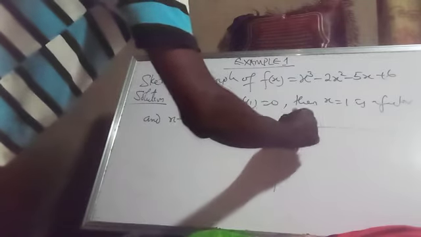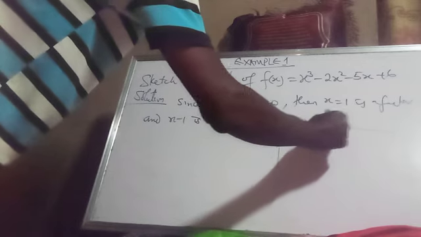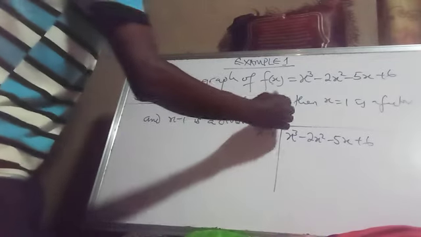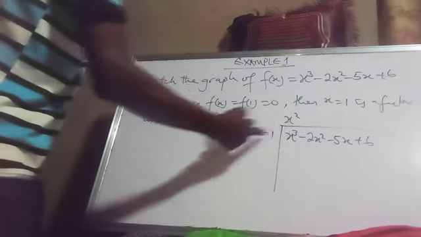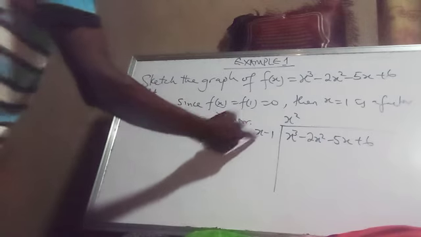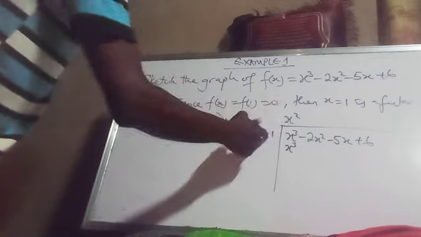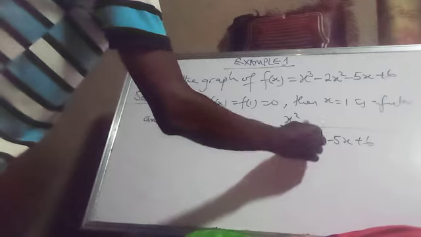x cubed minus 2x squared minus 5x plus 6, then x minus 1. So x in x cubed, that's x squared. Divide x cubed by x, you get x squared. Now expand: x squared multiplying x minus 1. x squared times x is x cubed, then minus 1 times x squared is minus x squared.